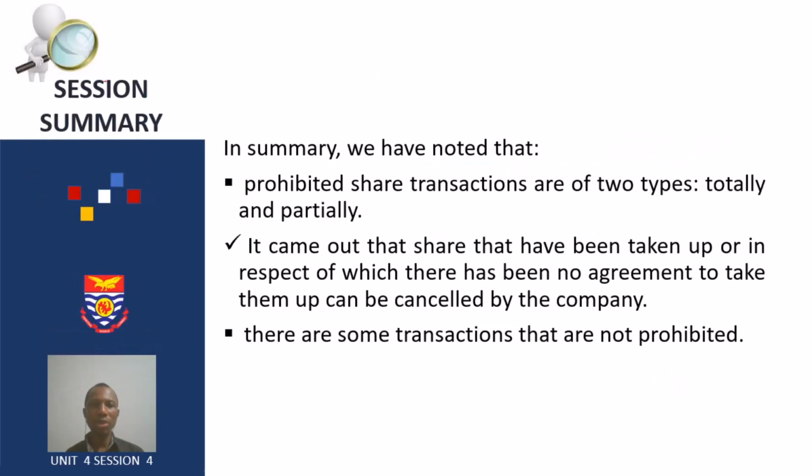By way of summary, we have noted that prohibited transactions are of two types: total and partial transactions. It also came to light that shares that have been taken up in respect of which there has been no agreement to take them up can be cancelled by the company. We also saw that some of the transactions are not prohibited.